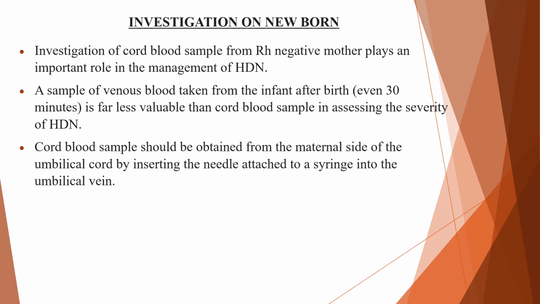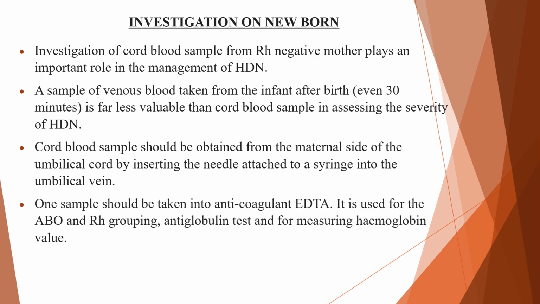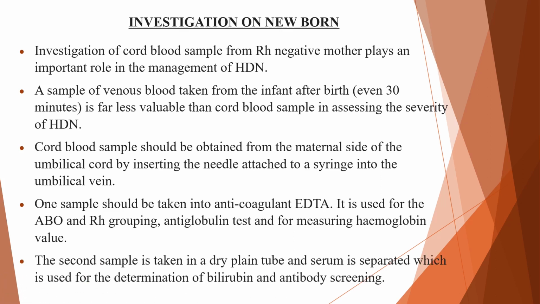Cord blood sample should be obtained from the maternal side of the umbilical cord by inserting the needle attached to a syringe into the umbilical vein. One sample should be taken into anticoagulant EDTA. It is used for the ABO and Rh grouping, antiglobulin test, and for measuring hemoglobin value. The second sample is taken in a dry plain tube and serum is separated, which is used for the determination of bilirubin and antibody screening.